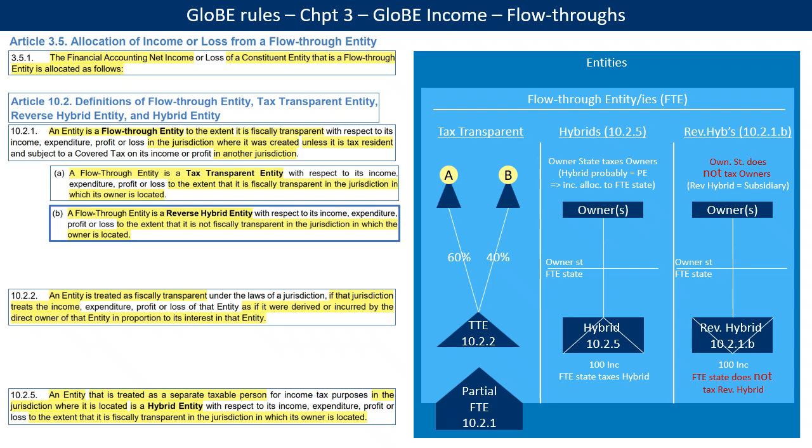So you'll also find that when it comes to the GLOBE rules, they will say, we are simply going to allocate all this 100 to the flow-through entity state, and if you don't pay any tax in the flow-through entity state, that simply means that your top-up tax in the flow-through entity state will be 15%. So now that we know what the differences are between flow-through entities, tax-transparent entities, reverse hybrids, and hybrid entities, let's look at what 10.3.5 actually says.